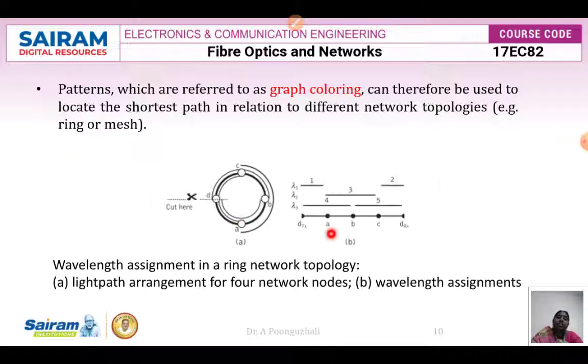And in this case your lambda 2 wavelength is going to be used between your nodes A, B and C. And this is your 3rd wavelength. The next, 4th wavelength is between the D transmitter, node A and node B. And again the 5th wavelength is between your nodes B, C and D receiver. These are the wavelength assignments, and this is the light path arrangement for the 4 network nodes.